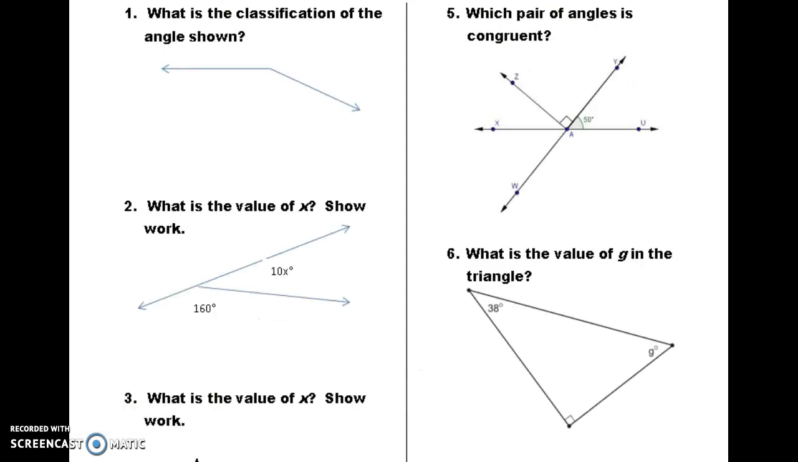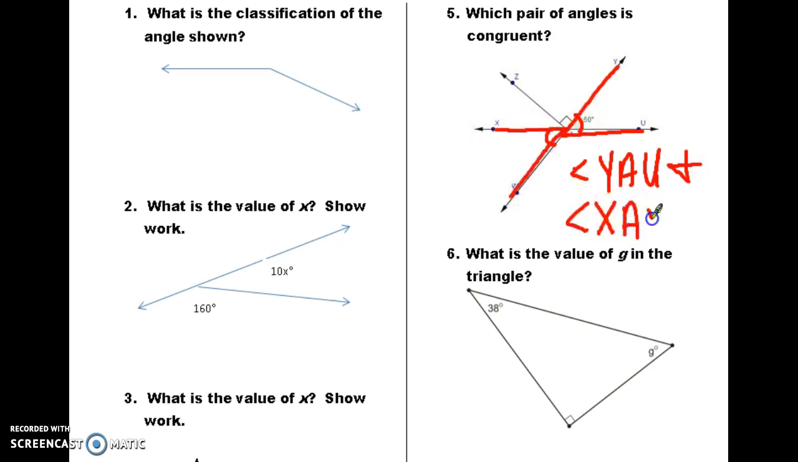Alright, which pair of angles are congruent? So that is going to be this angle YAU and its vertical angle XAW. Those are congruent because they are vertical.